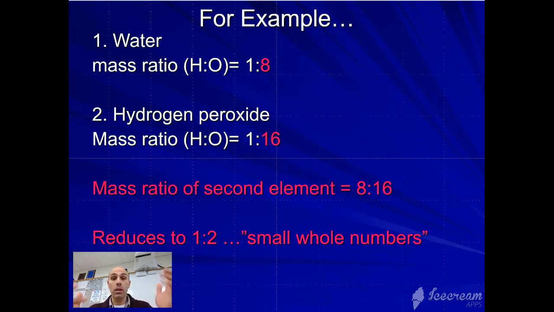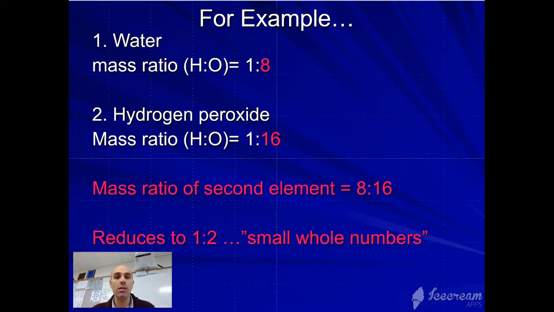For example, water. Water has a mass ratio of hydrogen to oxygen of 1 to 8, meaning that its mass compared to oxygen is a 1 to 8 ratio. Hydrogen peroxide, still made up of hydrogen and oxygen, has a mass ratio of 1 to 16. The mass ratio of the second element, the oxygen, when comparing water and hydrogen peroxide, is 8 to 16, or a 1 to 2 ratio.